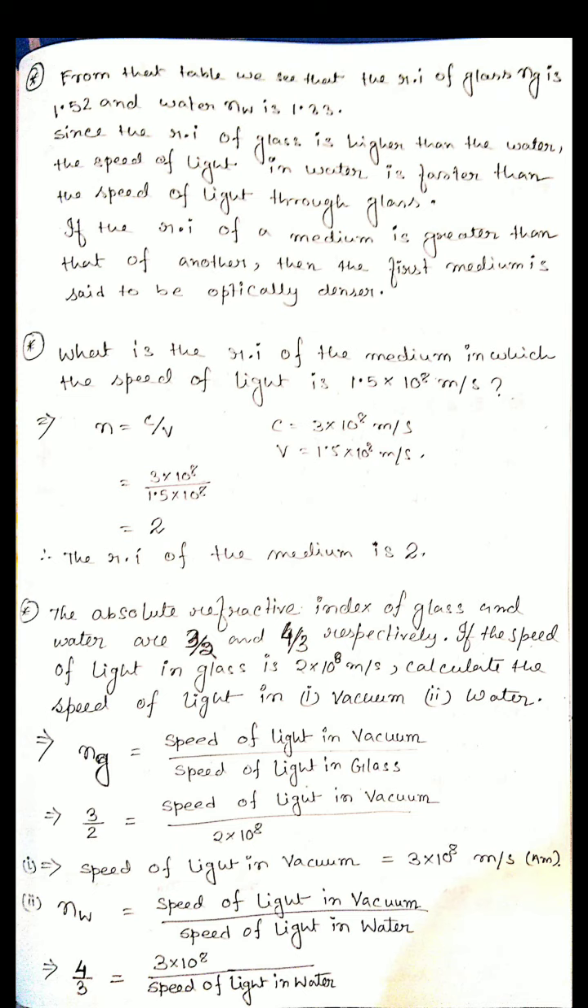Now we find out the speed of light in water. So again we write this definition, and the values we know: Nw equals, we know that, and the speed of light in vacuum we know that.